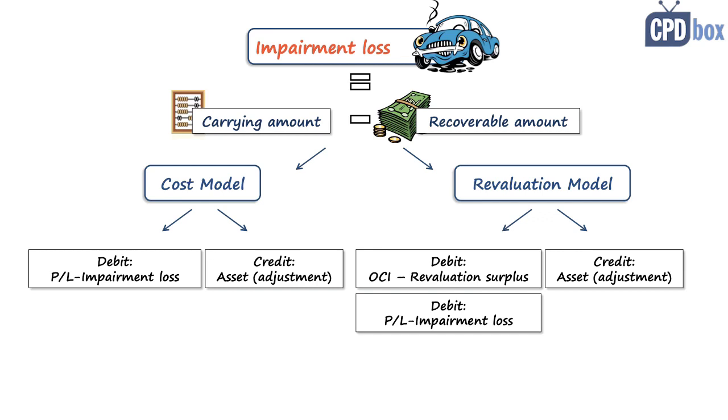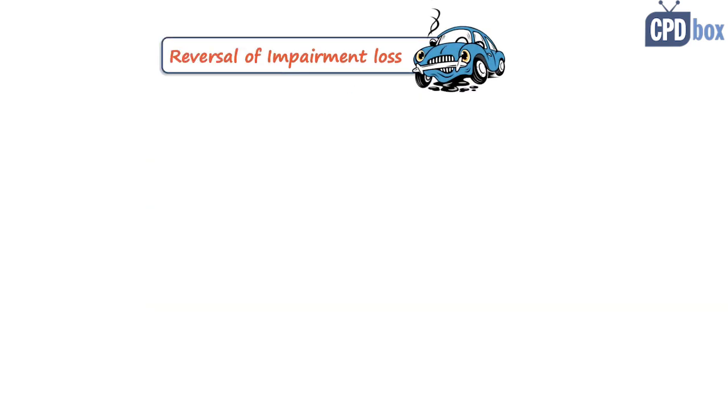After the recognition of impairment loss, you need to adjust depreciation for future periods to allocate the asset's revised carrying amount, less residual value of course, on a systematic basis over the remaining useful life. Now, the last topic in this video is reversal of impairment loss.